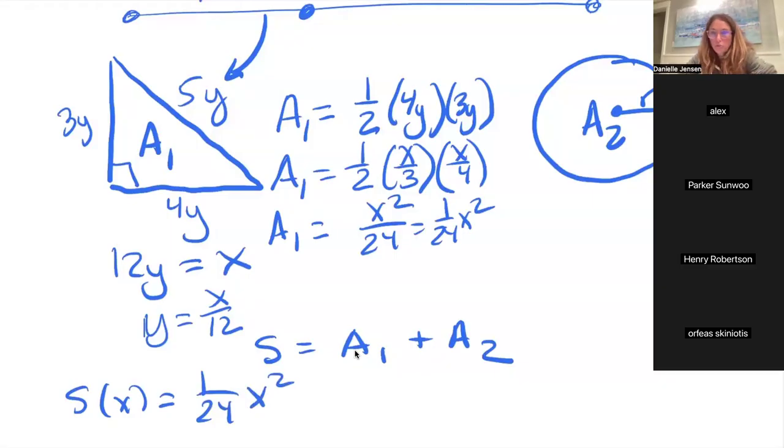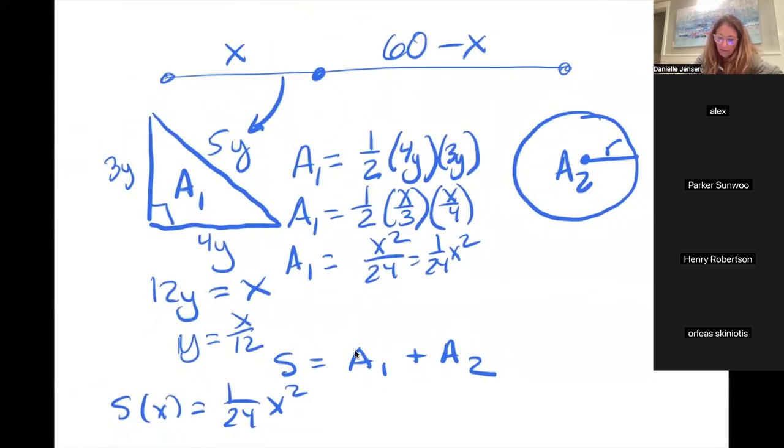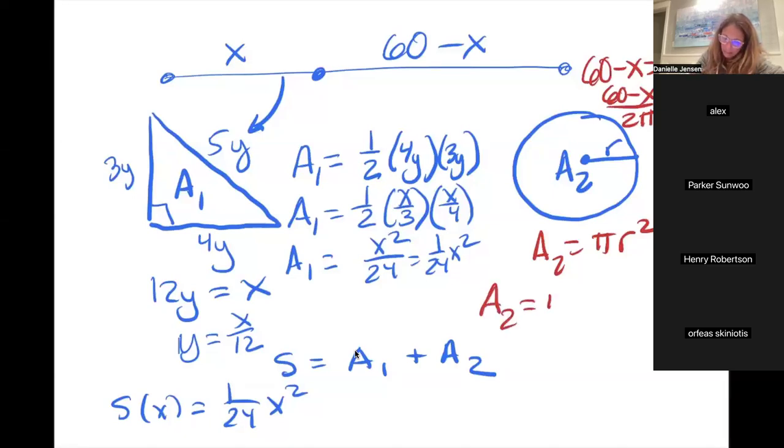And now let's do the circle. So going back to our picture here, I said for the circle, we're having 60 minus X be the circumference. So 60 minus X is 2 pi R. And remember, for area, we want pi R squared. So let's find R in terms of X. R is just going to be 60 minus X over 2 pi. And let's just plug that in. So A2 is pi, and then this R that we just have, squared.